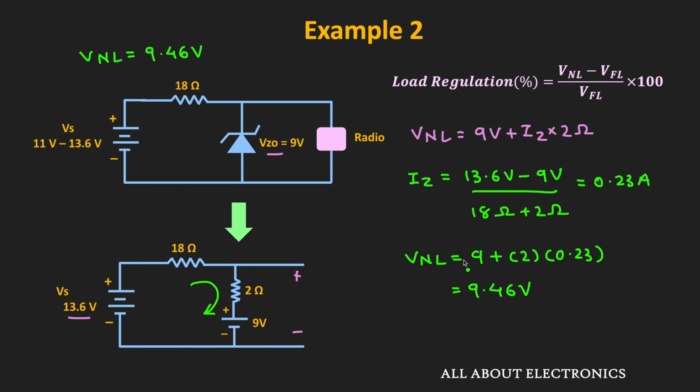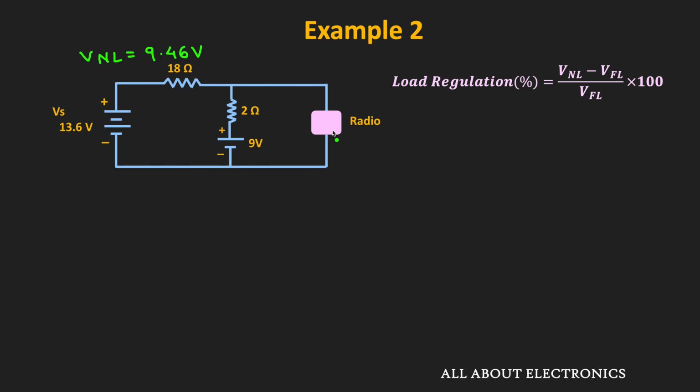So similarly, let us find the value of the full load voltage. Here, when the radio is connected and it is drawing the full load current, that is the 100 milliampere current, at that time the value of the Zener current will also change. So let's say at that time, the value of the Zener current is equal to Iz2. This current Iz2 will be equal to Is minus IL, where IL is equal to 100 milliampere. So we can say that this Iz2 is equal to Is minus 0.1 ampere.